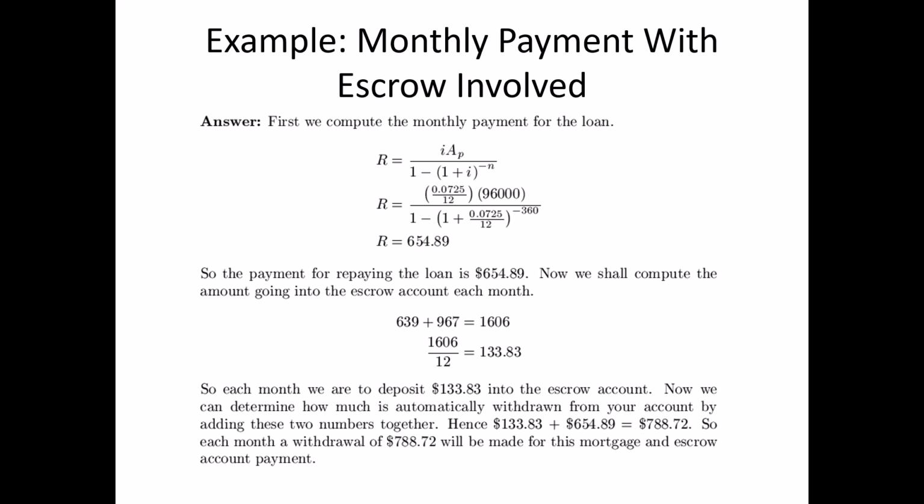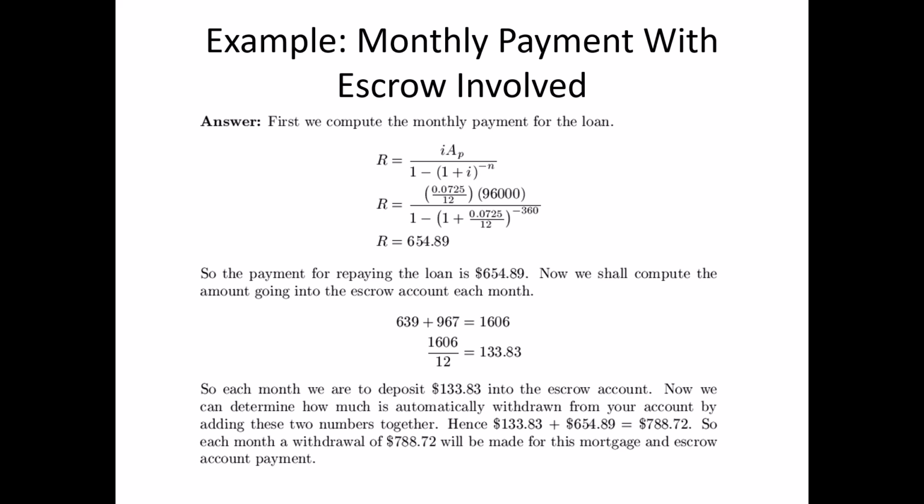We have 7.25%, so we convert that to a decimal, putting that into the formula as 0.0725. These are monthly payments, so N is 12. We have a loan amount of $96,000, and this is over 30 years, so 12 times 30 is 360. Plugging all of these numbers into the formula and calculating, we end up paying $654.89. Now, that's the amount that goes toward the mortgage loan for the property.